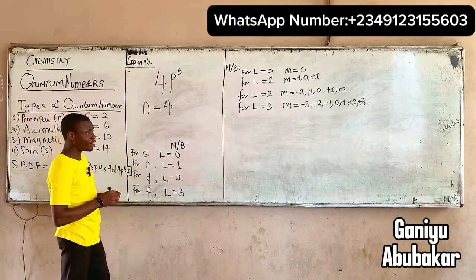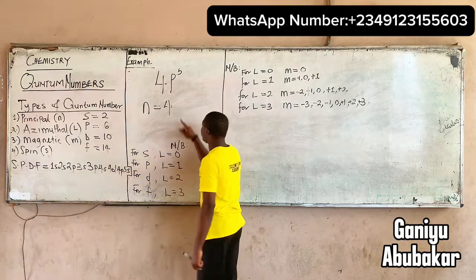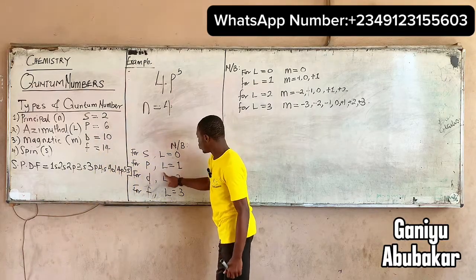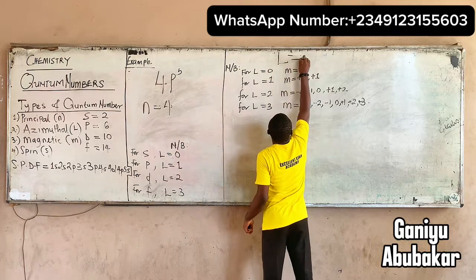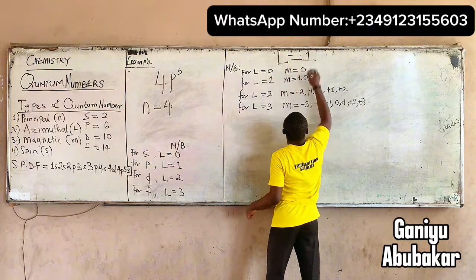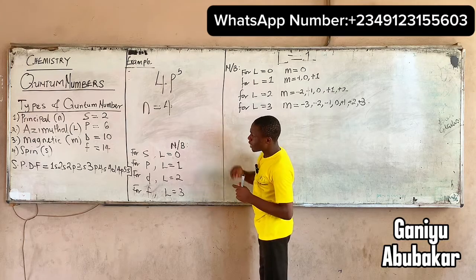If N is 4, please, what's my azimuthal? To get azimuthal there, this is a P. Check your P. So azimuthal L is what? 1. So my L is equal to 1. Fine, no problem. I've gotten my principal and azimuthal.